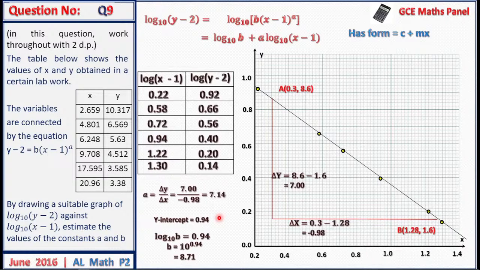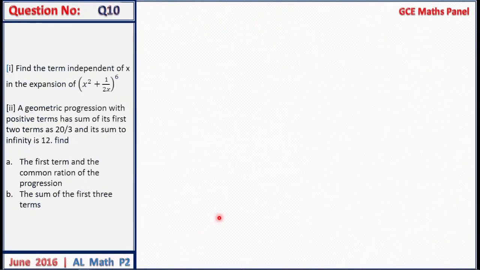Now the last question for this paper. Find the term independent of x in the expansion of (x squared plus 1 over 2x) all raised to the power 6. Find the term independent of x. So the term independent of x, that is the T(r+1) term, is given by n combination r, a to the power n minus r, b to the power r.